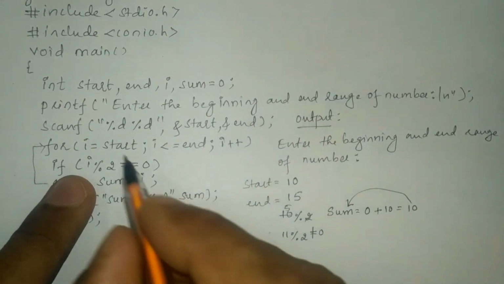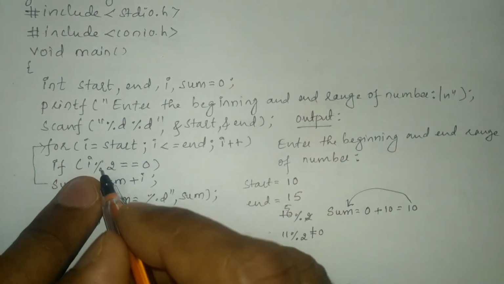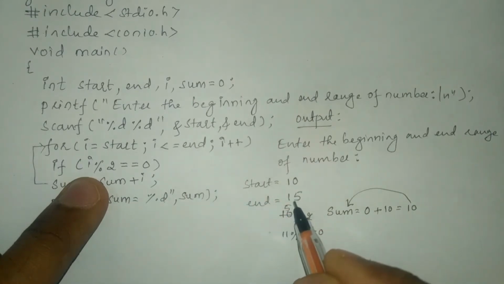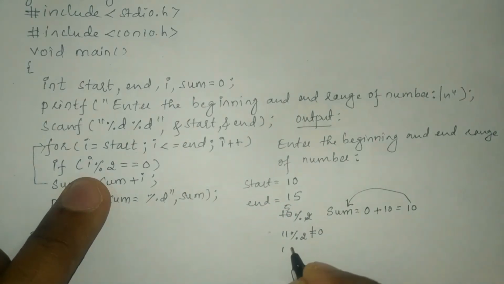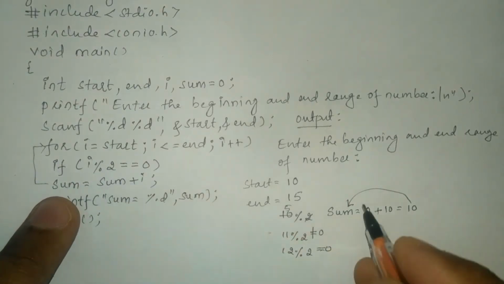Now the start value is 12. So now we are going to check this condition. 12 is less than or equal to 15. Yes, it is true. Now we are going to write 12 modular division by 2. So this gives us remainder 0. Correct? So once again it is true. If it is true, then this particular statement will get executed.